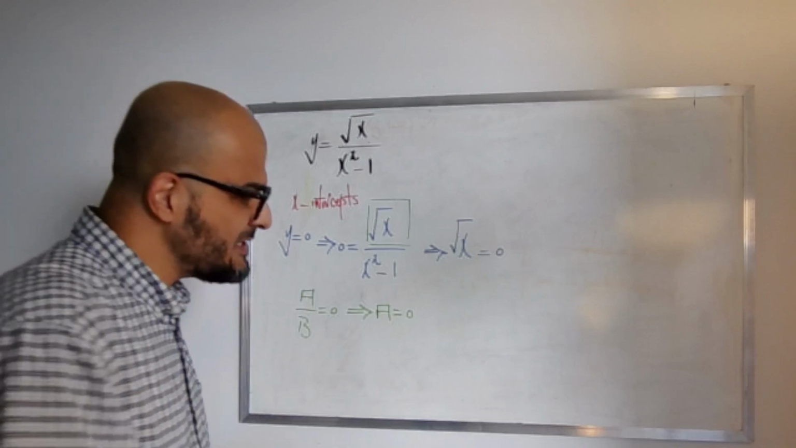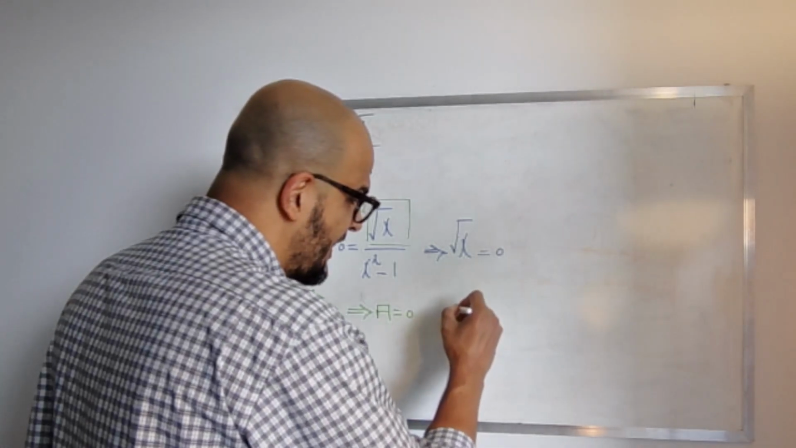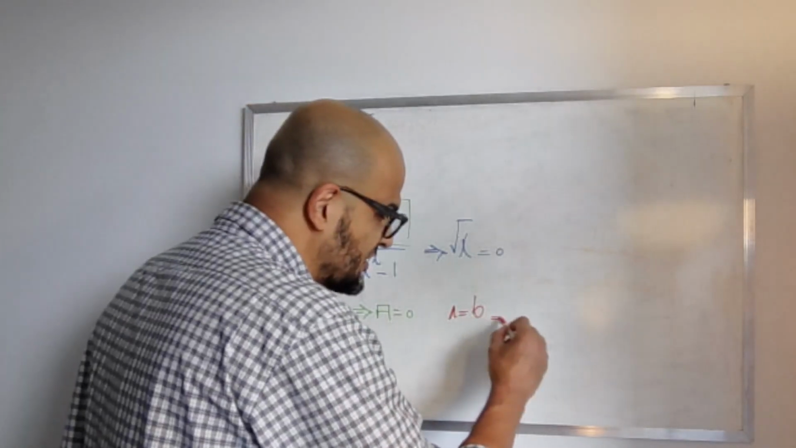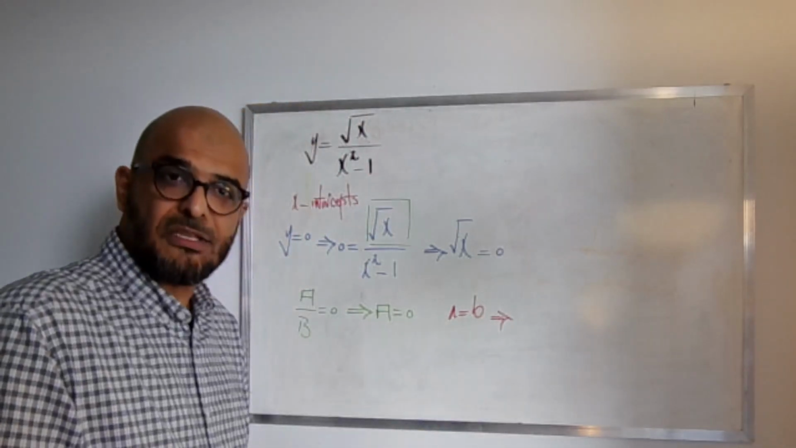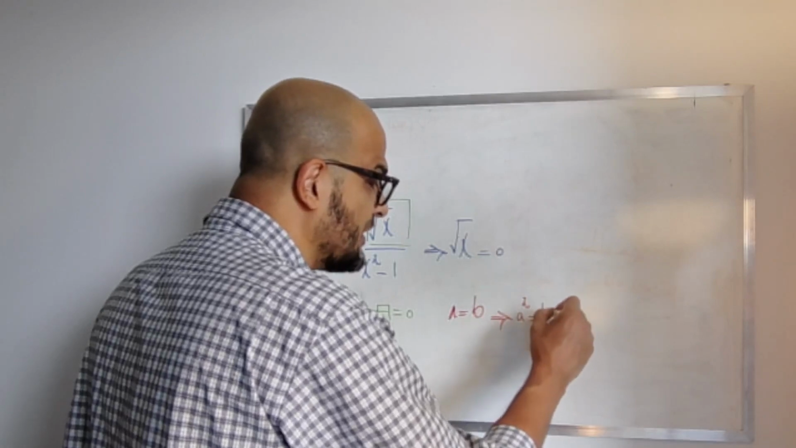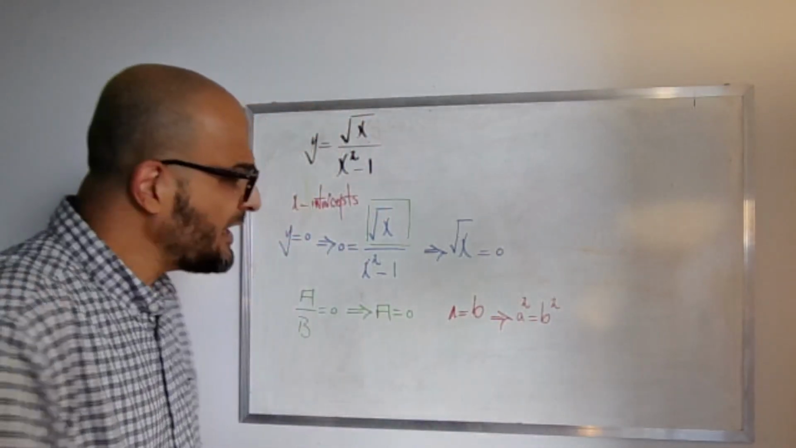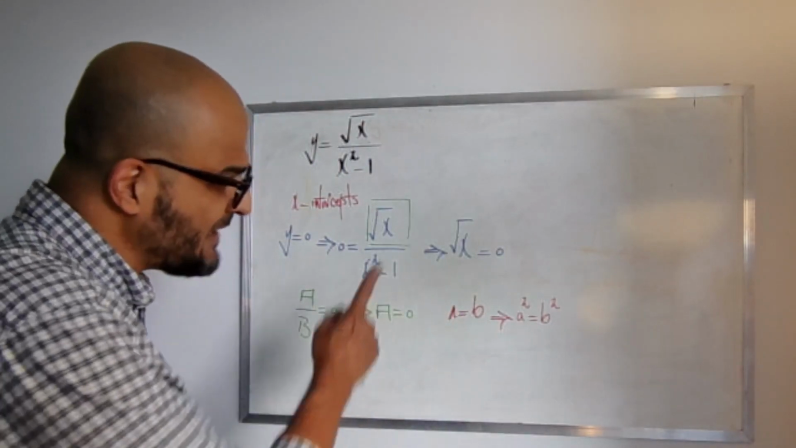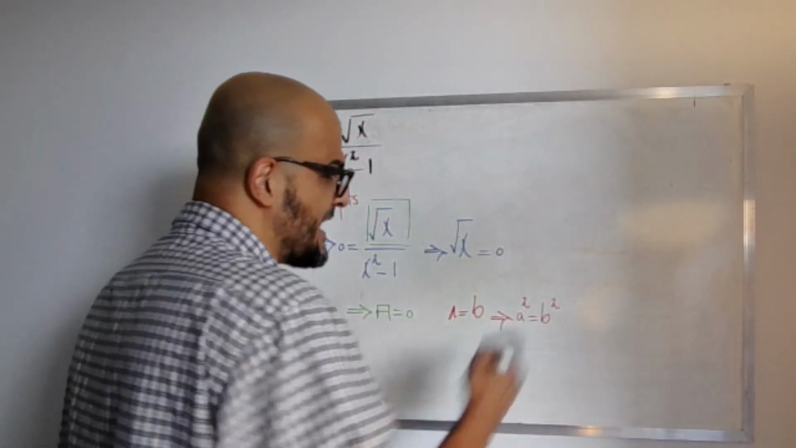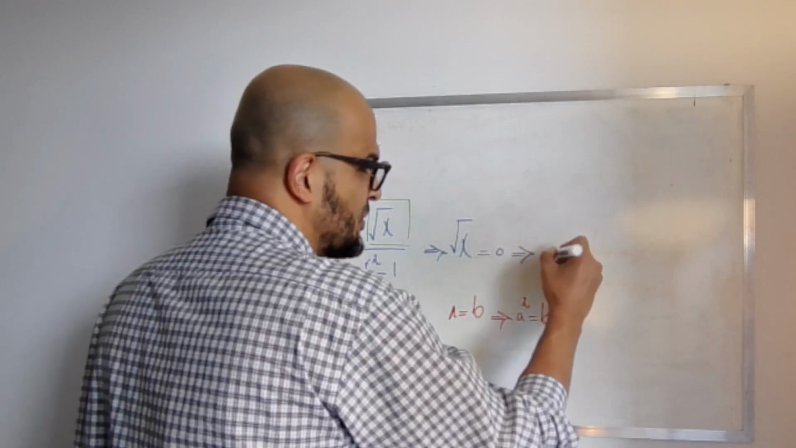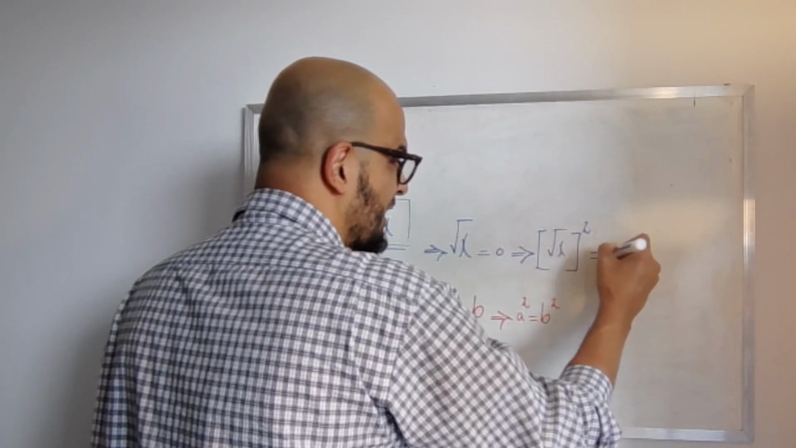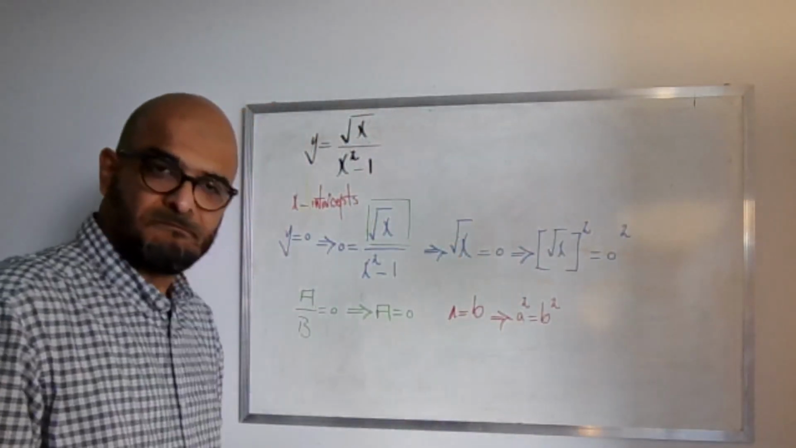The other identity which I remember is that if a is equal to b, I can just take both sides raised to the power 2 in order to still preserve the equality between them. I'm going to do the same thing with this. I'm going to take both sides raised to the power 2. Then what I have here is square root of x raised to the power 2 equals 0 to the power 2.